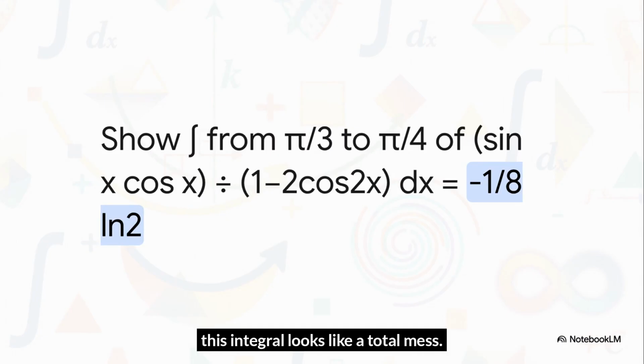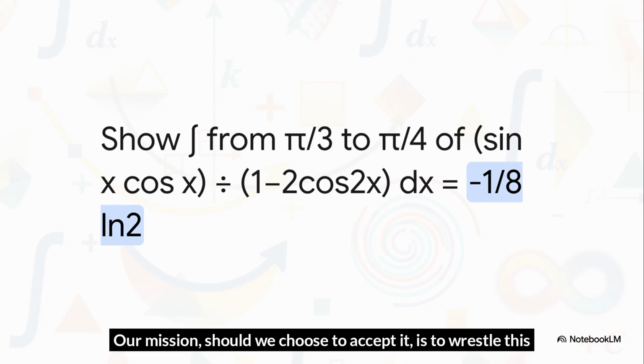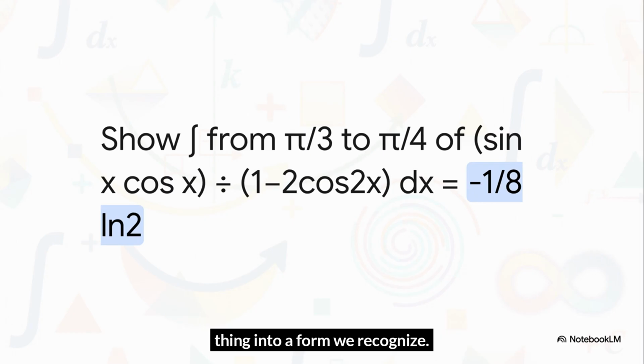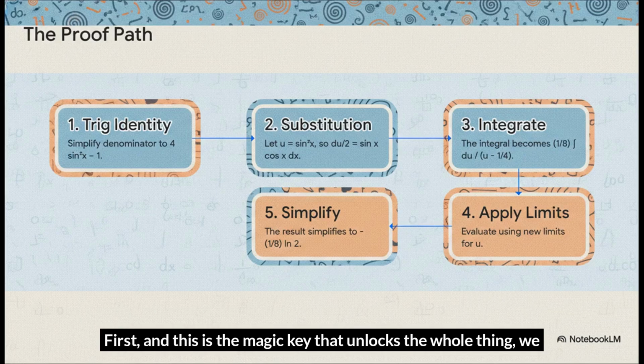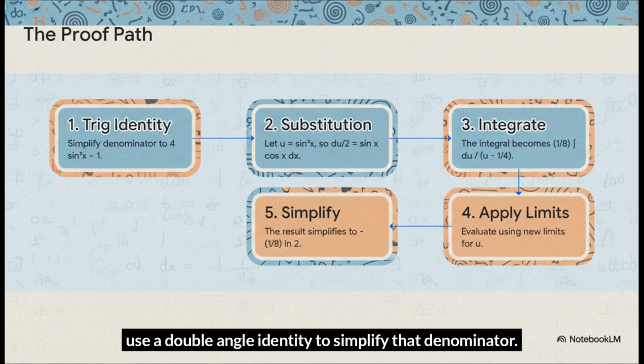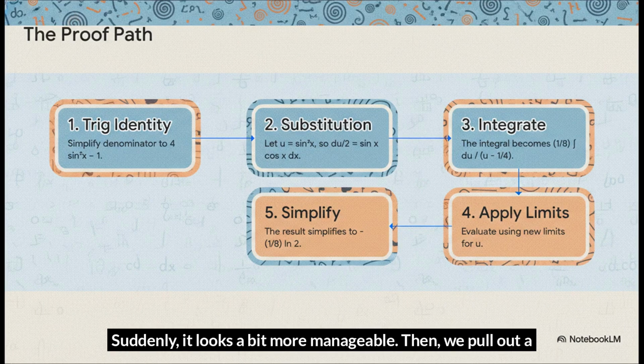At first glance, this integral looks like a total mess. It looks nothing like f prime over f. Our mission, should we choose to accept it, is to wrestle this thing into a form we recognize. This is a multi-step mission. First, and this is the magic key that unlocks the whole thing, we use a double angle identity to simplify that denominator. Suddenly it looks a bit more manageable.